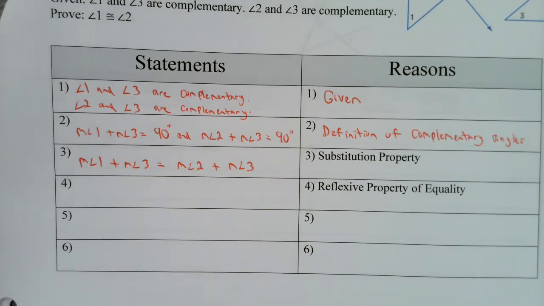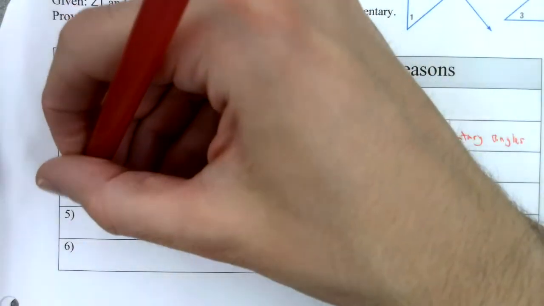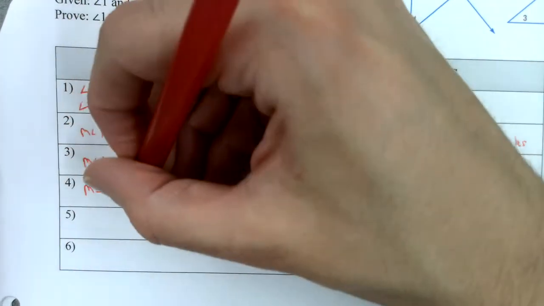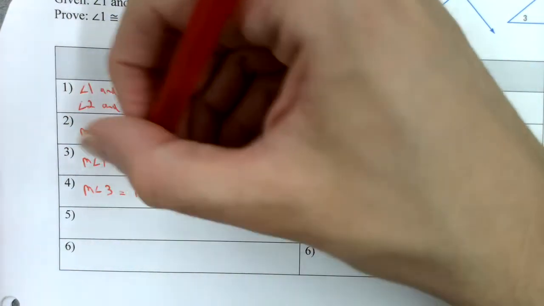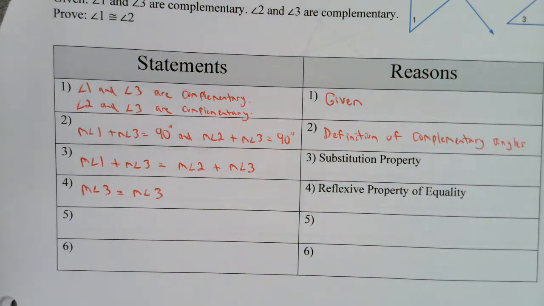Now this next step, some people don't put it, and I'm not that crazy about it myself, but some places do require you to put this. It says use the reflexive property of equality. The reflexive property of equality means you can say something equals itself. So I can say that the measure of angle 3 equals the measure of angle 3. If you don't put it, I'd be okay with that because I might not put that myself when I do these problems. But some places do require you to put that.